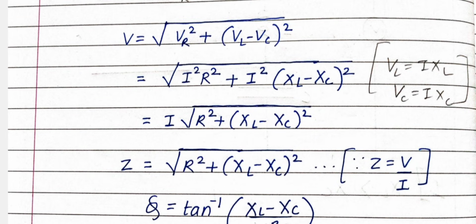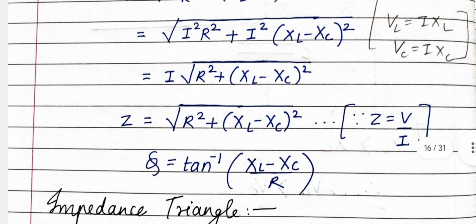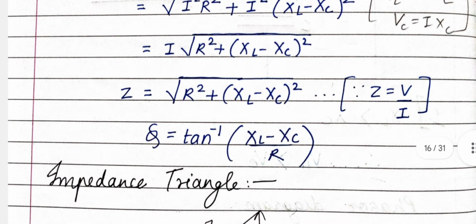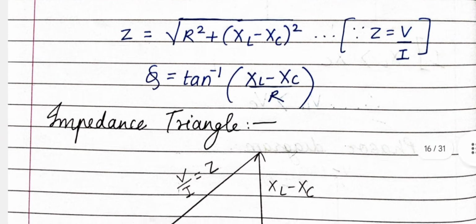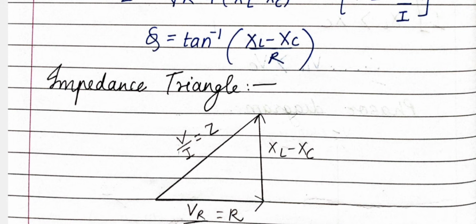Now here you can see V is equal to I times that root, right? So you can take I to the left hand side and you will get V by I, and V by I is nothing but Z, that is impedance. So you can write Z is equal to under root of R square plus XL minus XC the whole square. With the help of this you can write phi is equal to tan inverse XL minus XC upon R. So this was your voltage triangle.